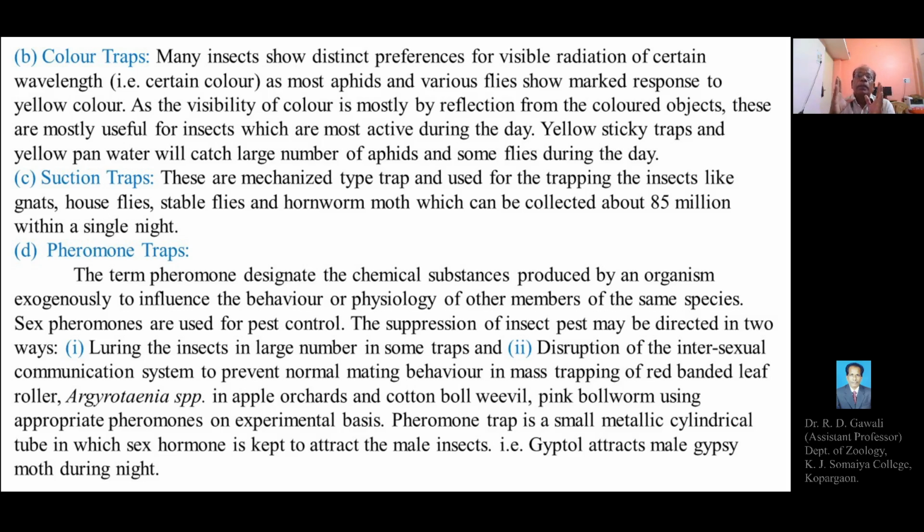So the pheromone trap can be used to attract the male organisms of the particular species, so as to inhibit or stop the mating behavior on a large scale, as in the case of the red-banded leaf roller in apple orchards or gardens, or the cotton boll weevil or pink bollworm, by using appropriate pheromone traps. The traps usually contain a chemical substance with properties similar to the actual, natural pheromones of the different species.